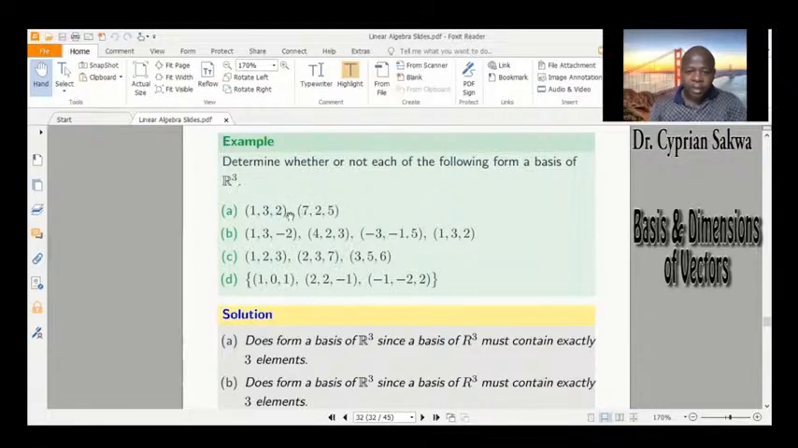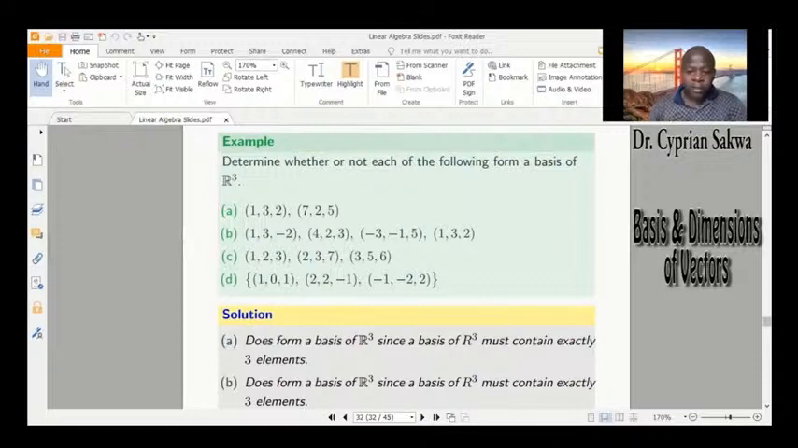So these vectors cannot form a basis of R3. Look at the second one. It has four vectors. They cannot form a basis of R3. But these two, C and D, can form a basis of R3. So we need to find out whether they are linearly independent and whether they span R3.